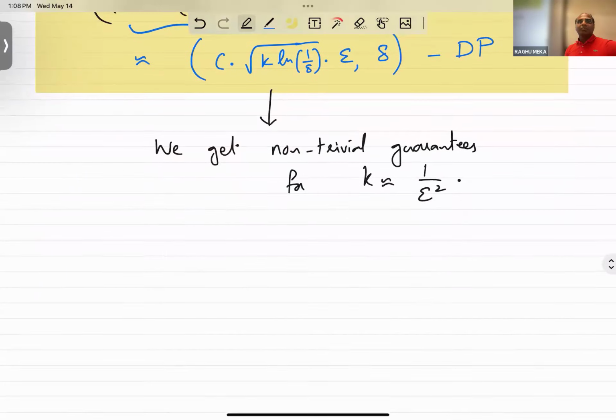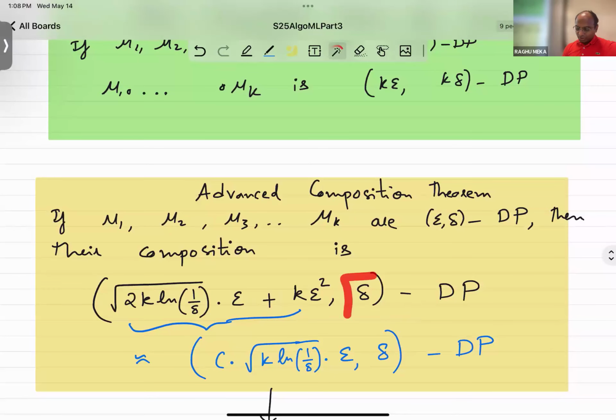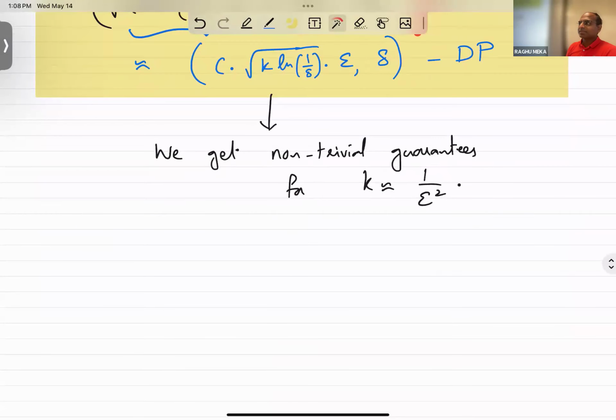So you're gaining a lot in privacy by going to approximate differential privacy. This only holds for approximate differential privacy. If I want pure privacy, I have to pay the k times epsilon. I cannot do it more than a few times. But if I'm willing to go from pure to approximate, I can gain some. All right. Does this statement make sense?